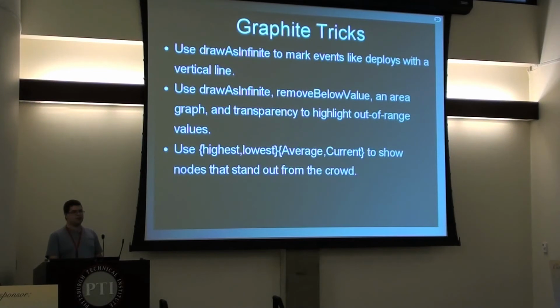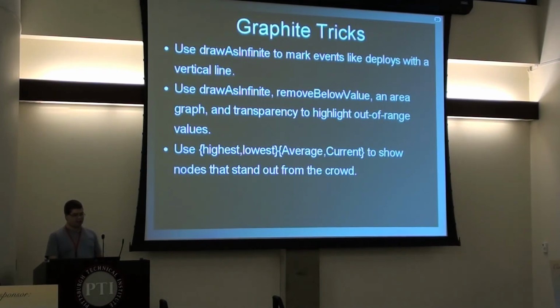So if you use draw as infinite on myapp.deploy, and you send a deploy event in your deploy code every time you actually push out code, then you'll get a vertical line on your graph every time you push code as a marker, so that you can see if things change.